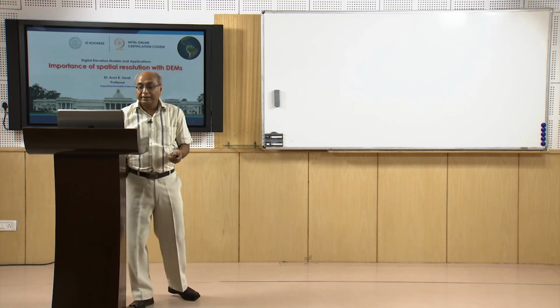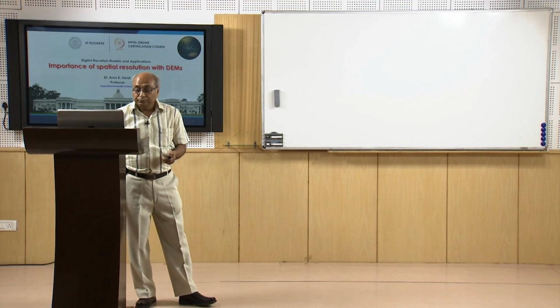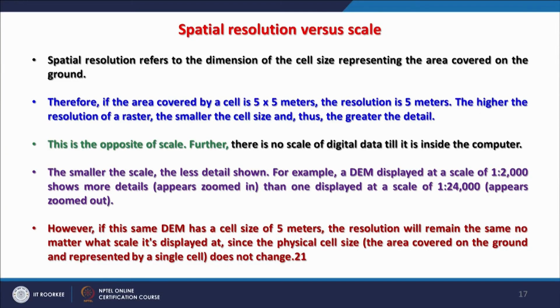So, the smaller the scale, the less detail it will show. For example, a DEM displayed at 1:200 scale shows more details and appears zoomed in compared to when displayed at 1:24,000 scale. Similarly, if this DEM has a cell size of 5 meters, then the resolution will remain the same no matter what scale it is displayed at. So you may change the scale, but as mentioned earlier, the resolution is not going to change when you display or print it. So that is very important here.